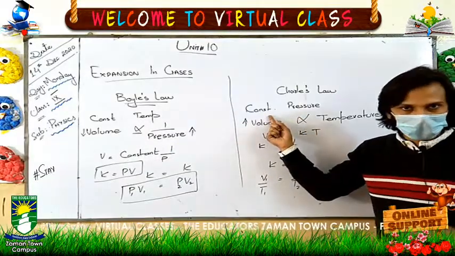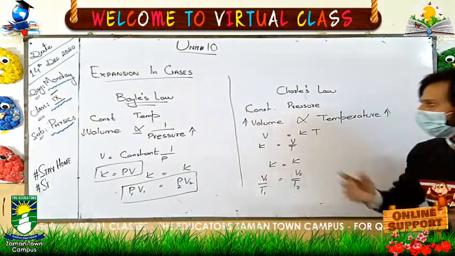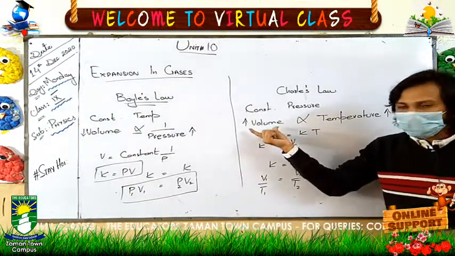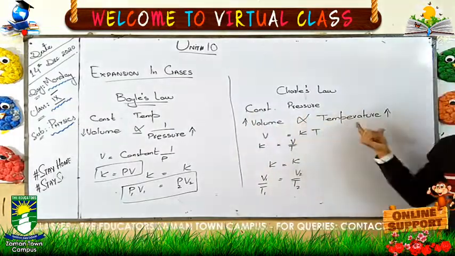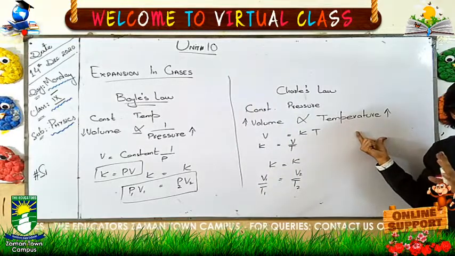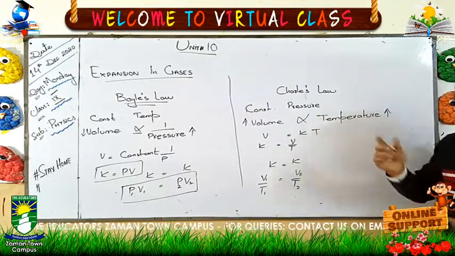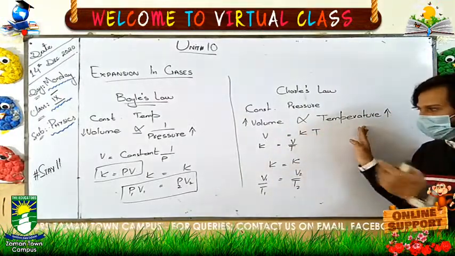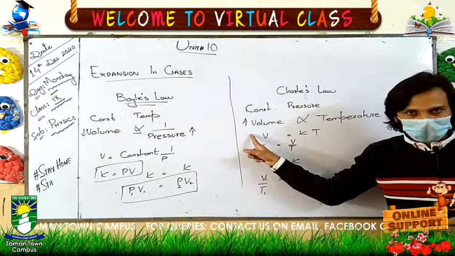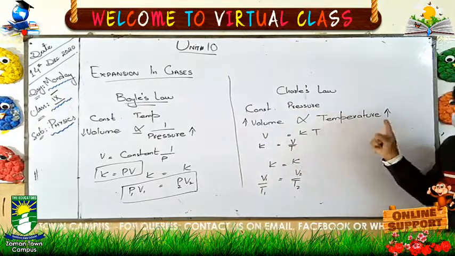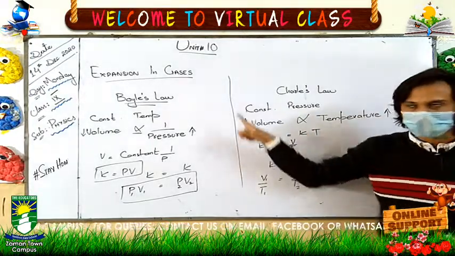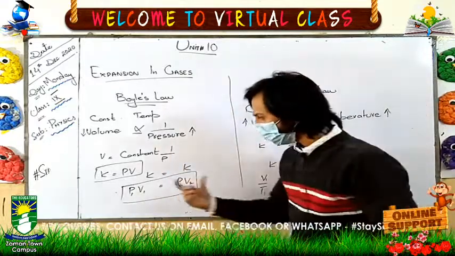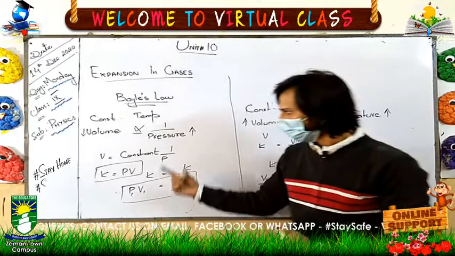Now Charles's law. What Charles's law was saying: when we keep the pressure constant, then volume is directly proportional to the temperature of the gas. If we raise the temperature we are providing to the gas, volume will automatically increase. Getting? So temperature increase means volume increase, means expansion. So we can further solve these laws, meaning we can further find a relation between these terms.